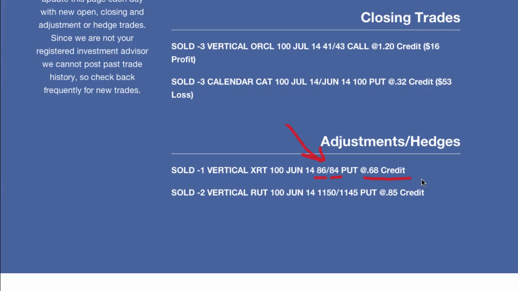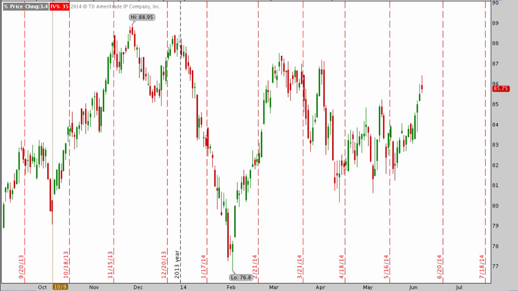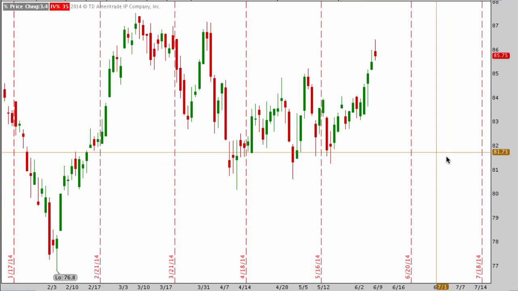As I continue to preach, if you're going to make adjustments or hedges, move your positions in, just make sure that you do that and take in a credit. Now, at the time that we entered this trade, XRT was trading right about 86, so we were making a very close bet to the market. The reason we did that is because we wanted to recenter the trade in the portfolio.